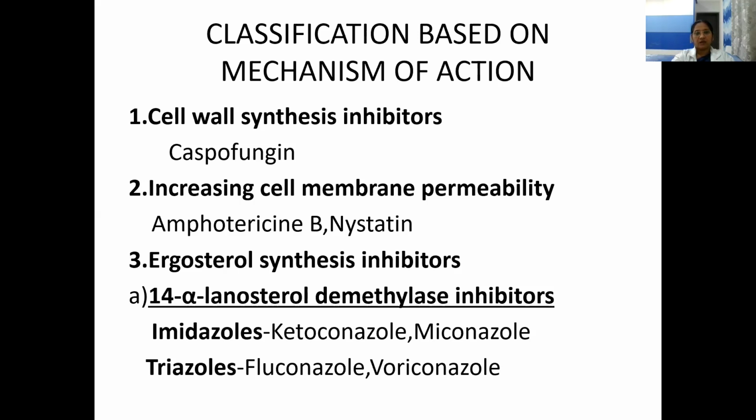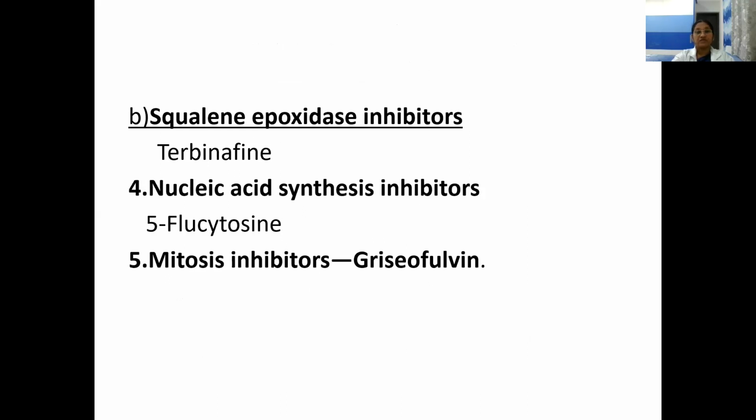Third group of drugs are the ergosterol synthesis inhibitors. Under this, they are divided into two types, A and B. A is the drugs which inhibit the enzyme 14-alpha lanosterol demethylase. The drugs under this group are imidazoles and triazoles. Examples for imidazoles are ketoconazole, miconazole, and examples for triazoles are fluconazole, voriconazole.